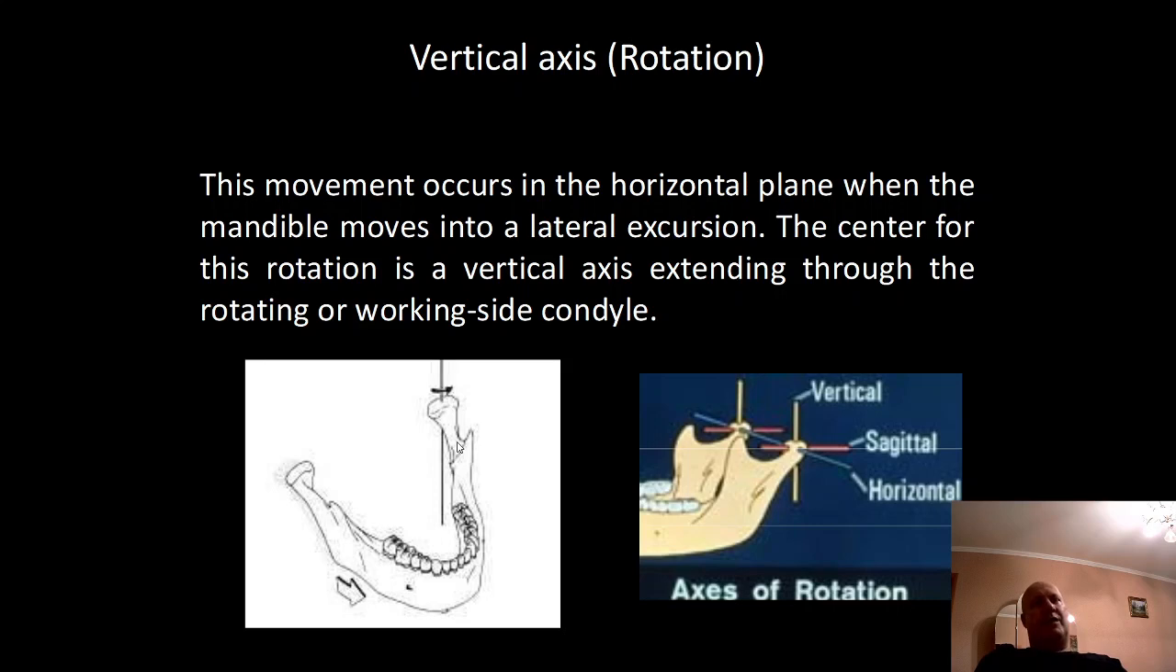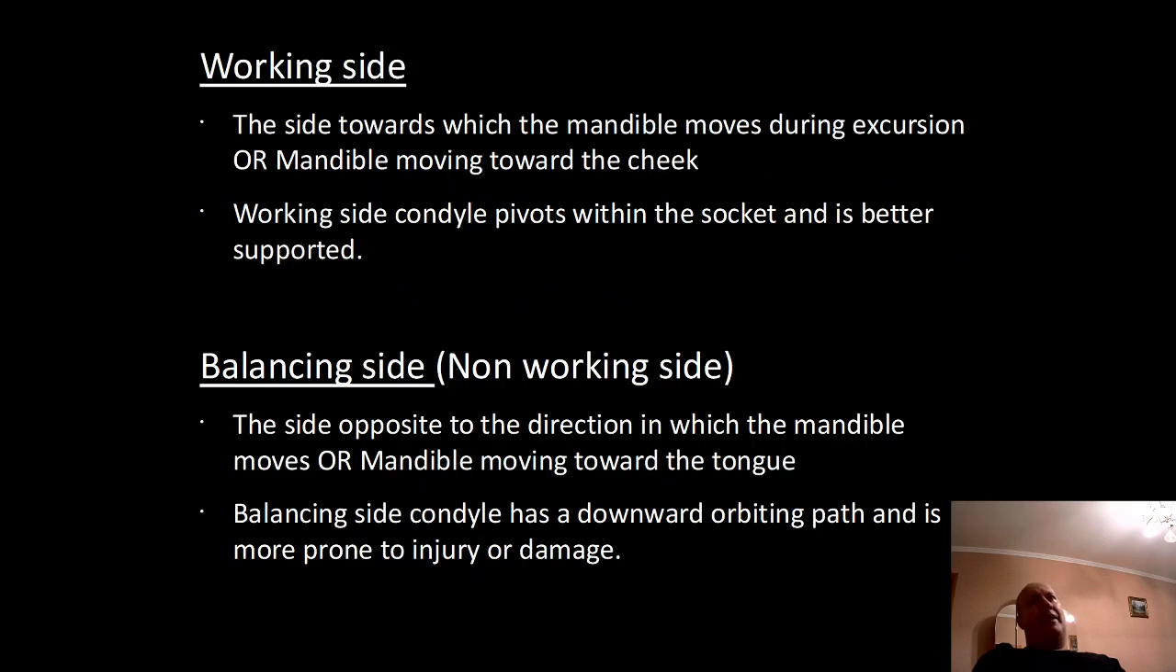Vertical axis rotation. This movement occurs on the horizontal plane when the mandible moves into the lateral excursion. The center for this rotation is a vertical axis extending through the working side condyle. And the last one here, we can read about working side and balancing side.